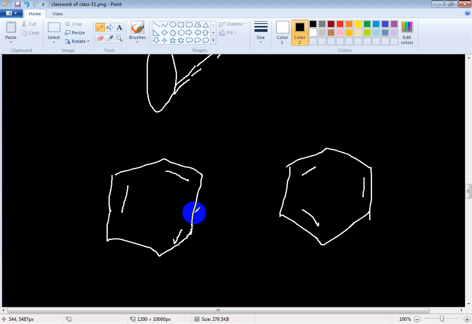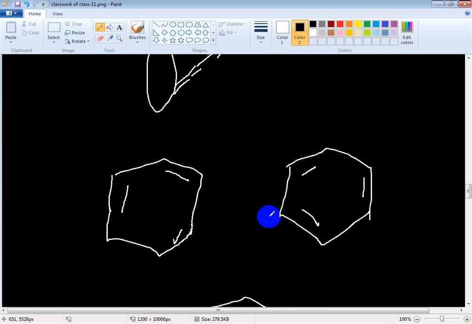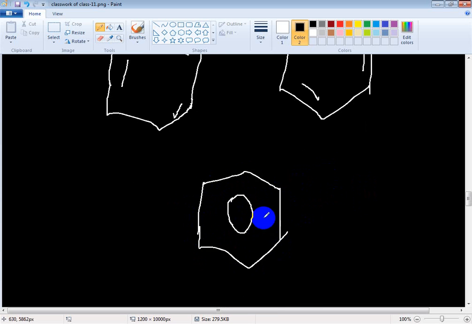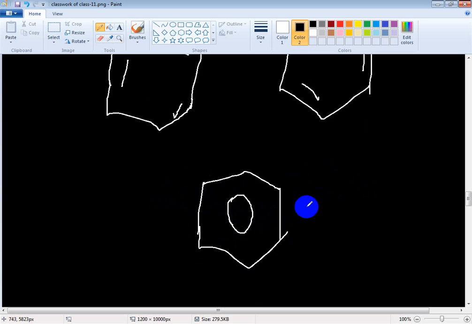But the actual position of the double bonds is not determined, so we write the benzene structure this way, where the double bond position is not fixed. This is the Kekulé structure of benzene. This is the resonance structure of benzene.